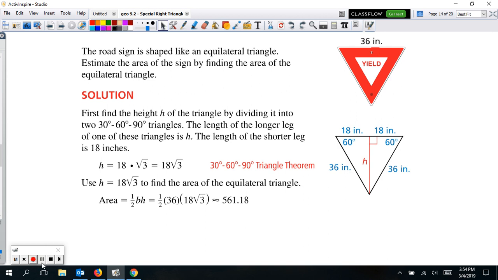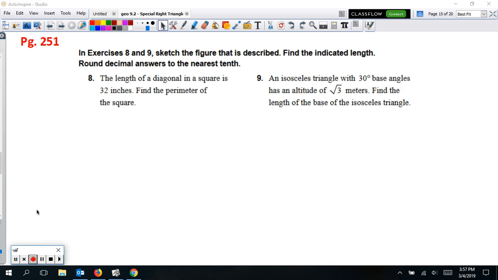Okay, so now at the top of 251, for 8 and 9, we're going to sketch the figure that is described. Find the indicated length. Round decimal answers to nearest tenth. So it says number 8, the length of a diagonal in a square is 32 inches. Find the perimeter of the square.